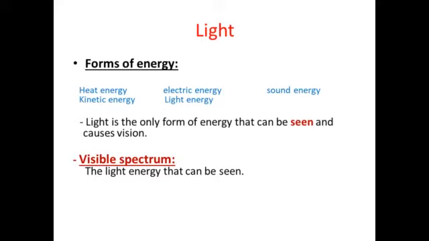But first, let's remember that in Primary 4 we studied energy and we said that energy is the ability to do work and make a change. There are many forms of energy like heat energy, electric energy, sound energy, kinetic energy, and light energy. Of all these forms, we cannot see any one of them except light energy. So, light is the only form of energy that can be seen and it causes vision. Vision is the ability to see objects around us in our environment.